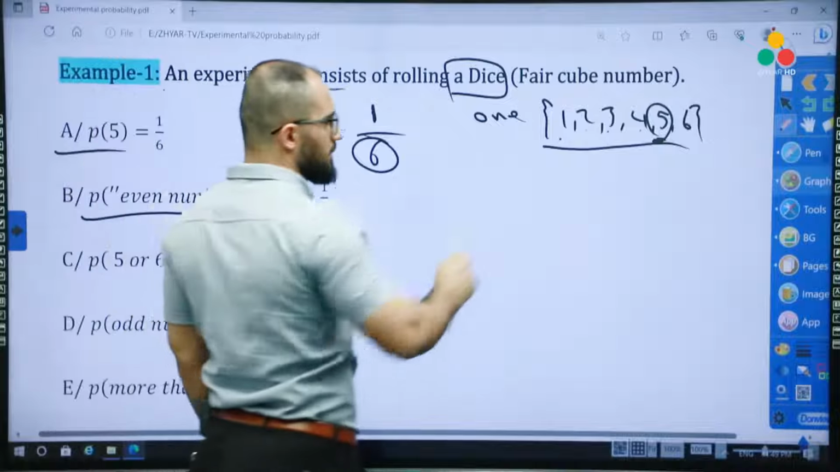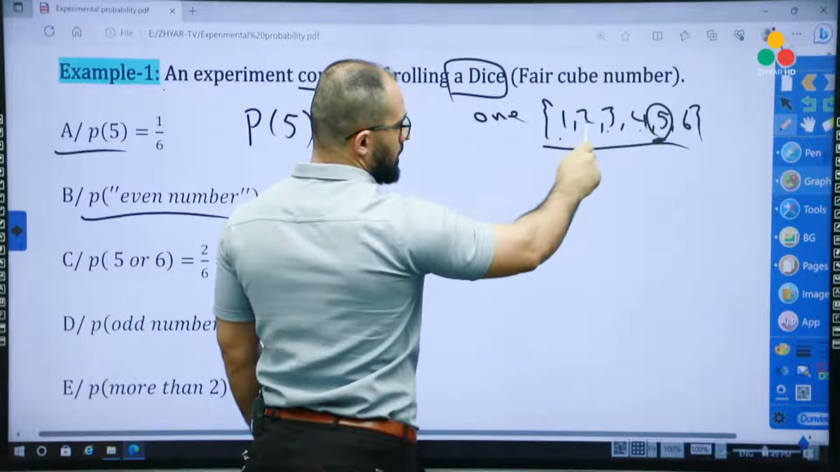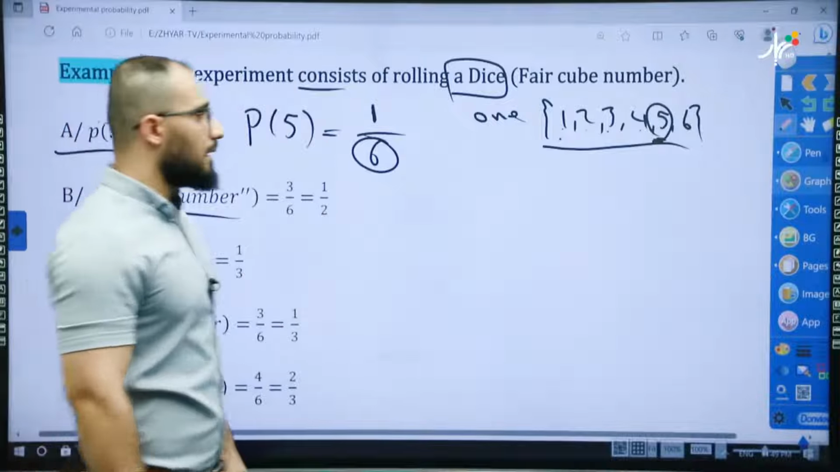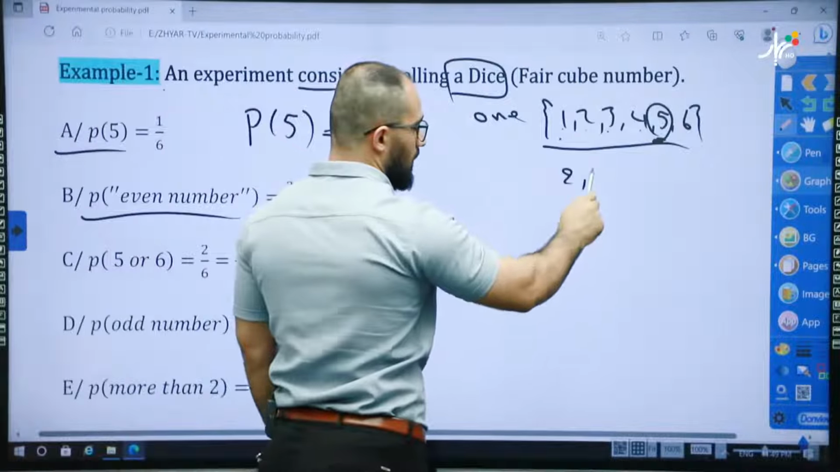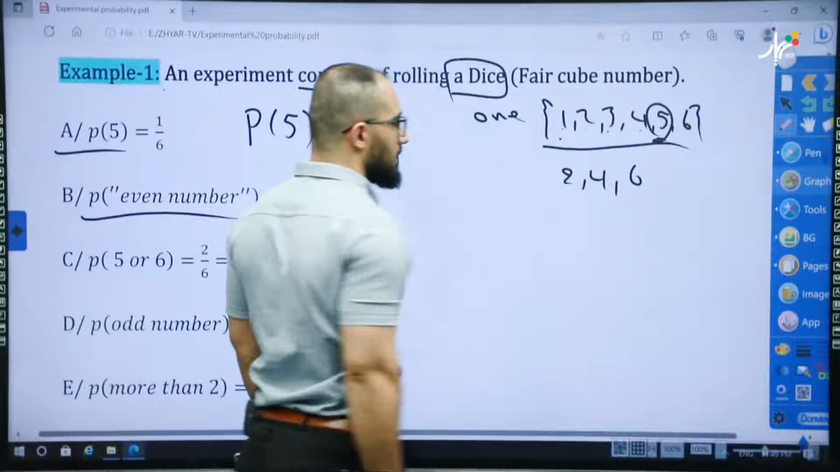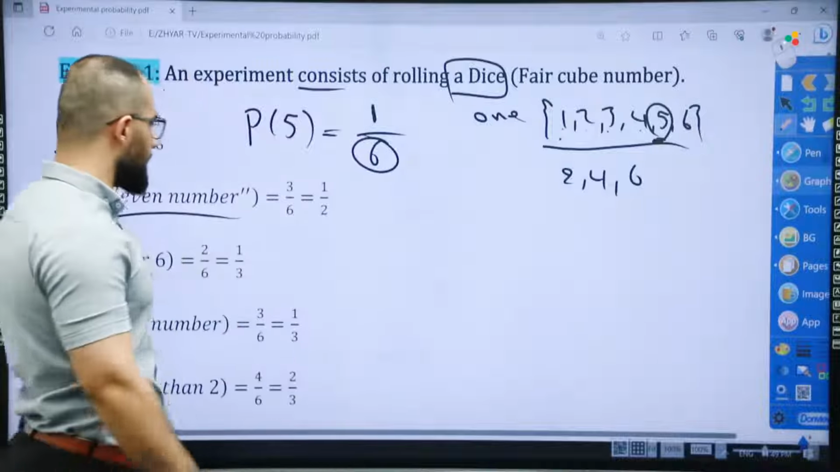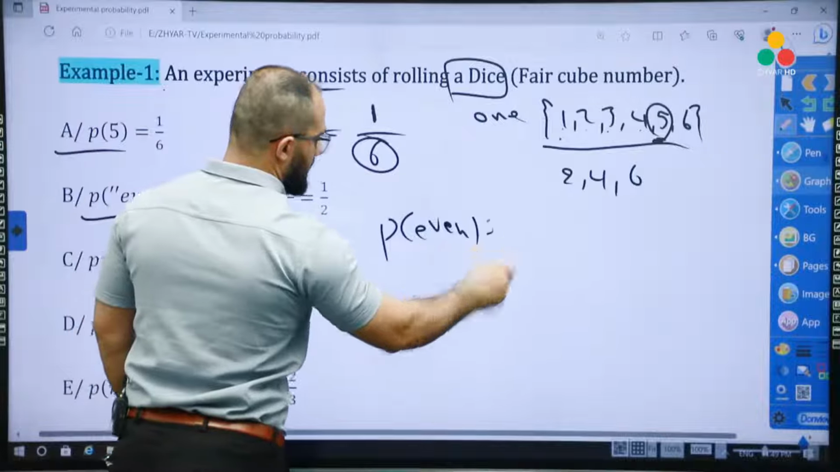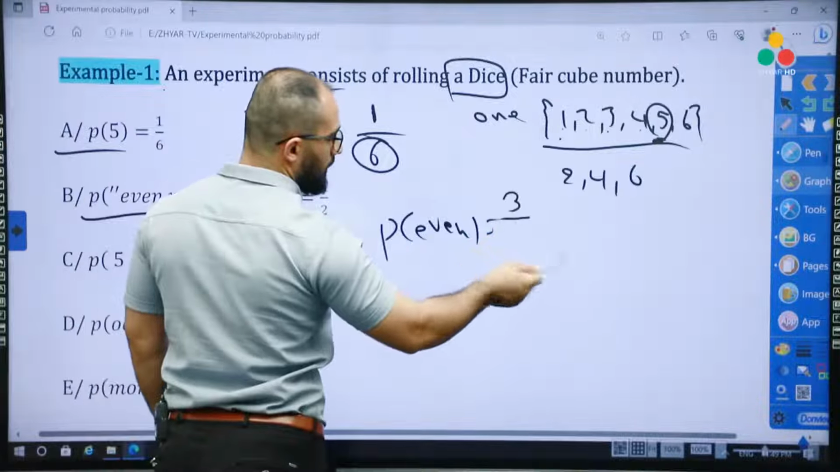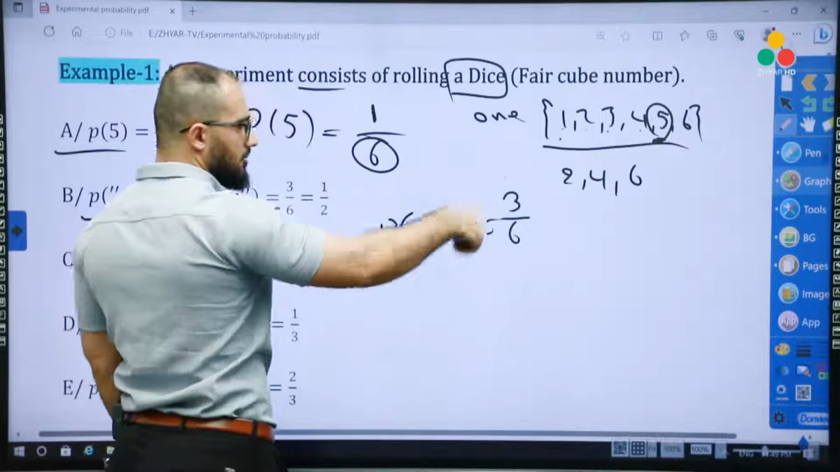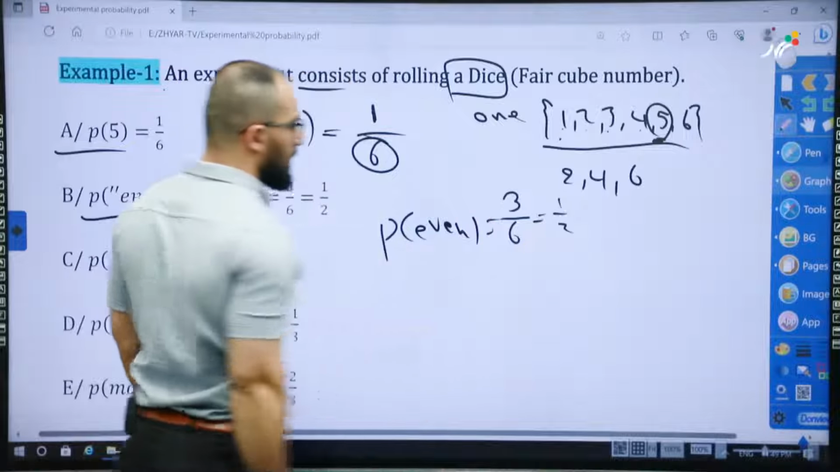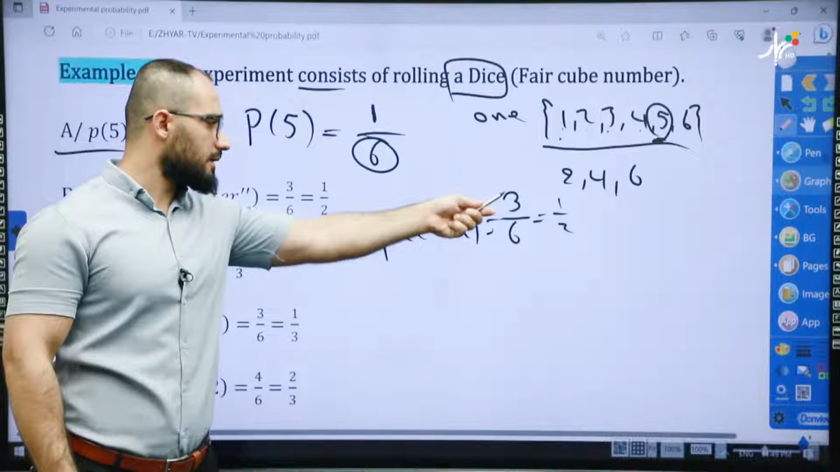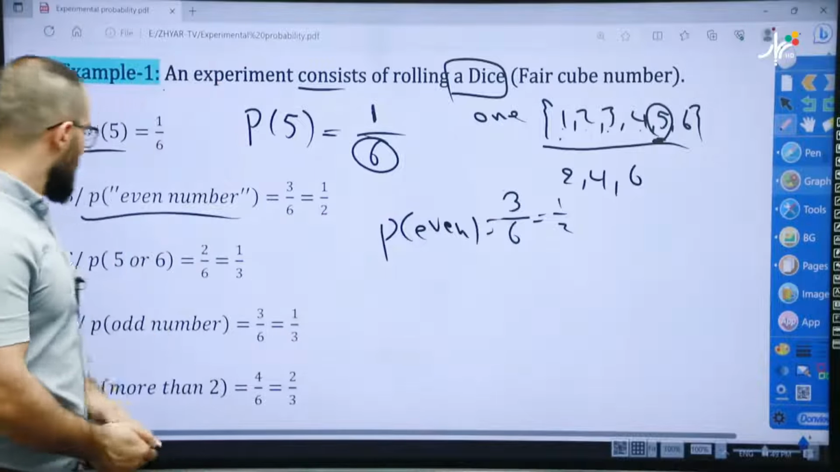So look at the results. We have 1, 2, 3, 4, 5, 6. How many of them are even? So we have 2, 4, and 6. So there are 3 even numbers. Then P of even is going to be 3 over 6. Simplify it, it's going to be 1 over 2. So the probability of an even number is 3 over 6, which is 1 over 2.